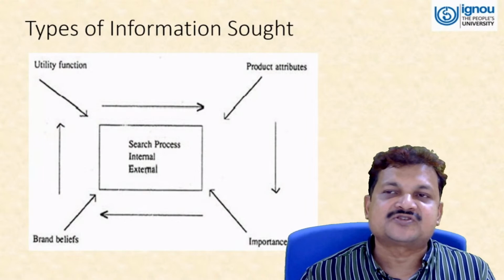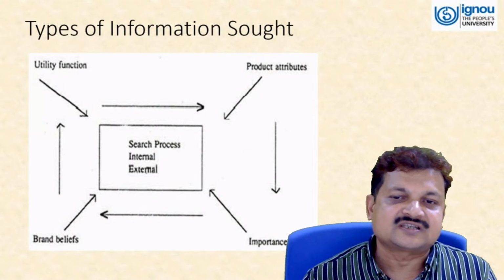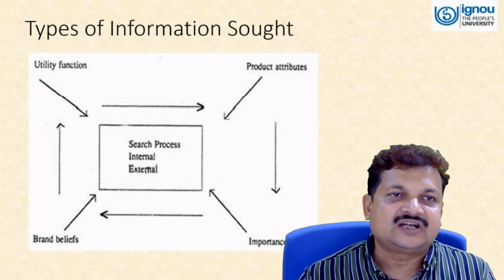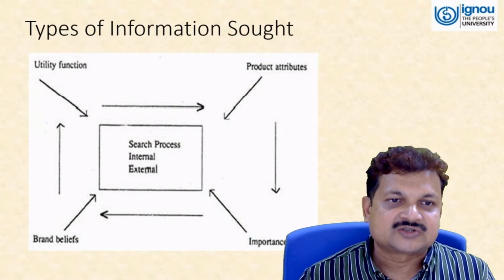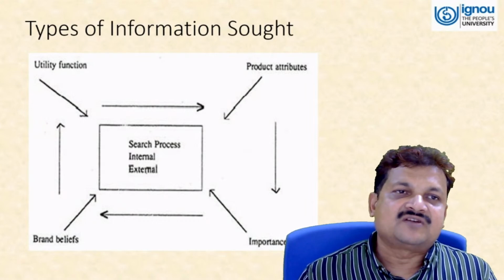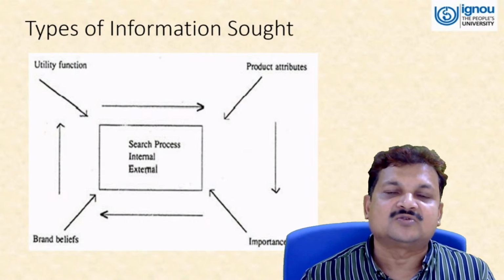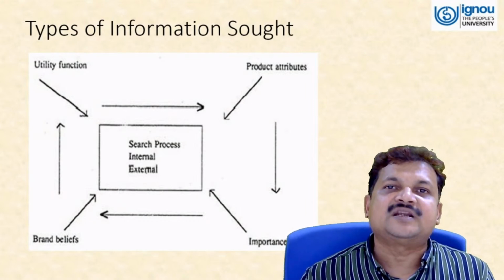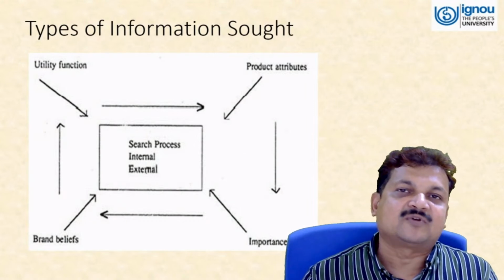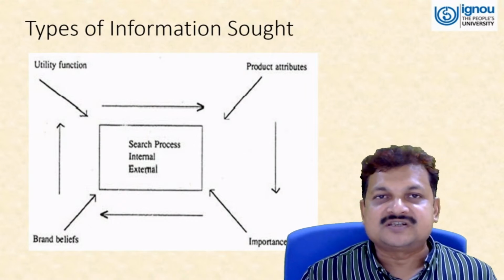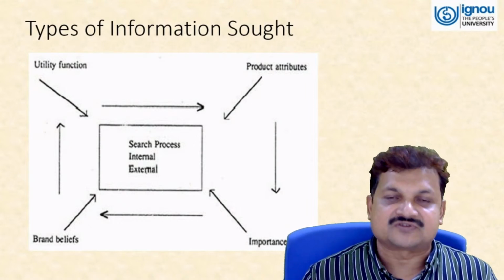Now, types of information sought. These things we have already discussed in the previous slides also. There are four things we have discussed: utility functions, product attributes, importance weights, and brand beliefs. For utility functions, we discussed how the different functions of a particular product are important to people. For product attributes, there are too many attributes, and customers sometimes select a brand because of more attributes. But out of these attributes, you will find only 10 attributes having certain utility, so you go through the utility functions.